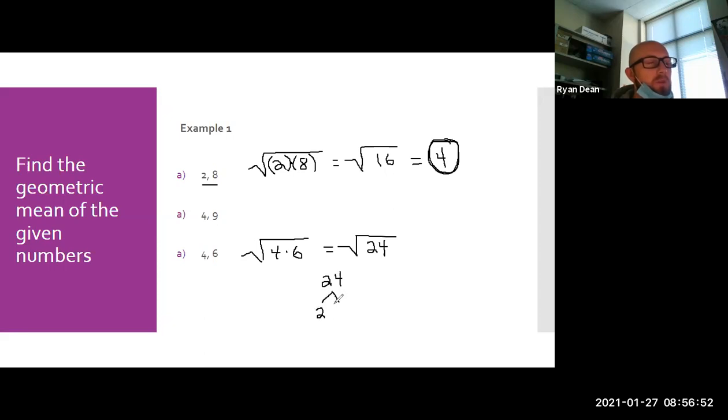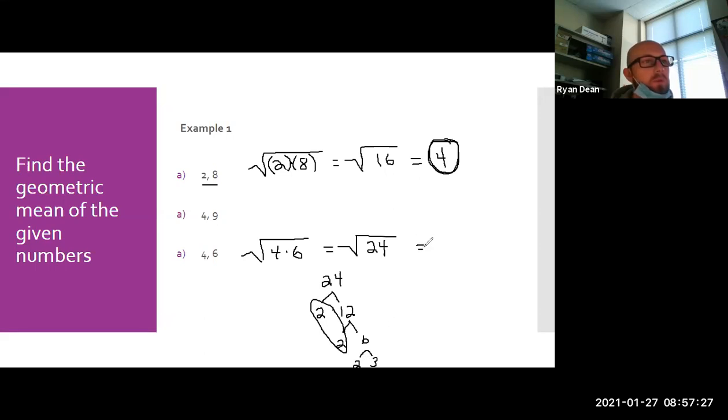So we always start with the lowest prime factor, which is 2. 24 divided by 2 gives me 12. Divided by 2 again, 12 divided by 2 gives me 6. And then 6 is 2 times 3. So the only thing that I can do at this point is circle one set of 2's, and then I pull that out. The 2 and the 3 down here are left underneath the square root symbol.